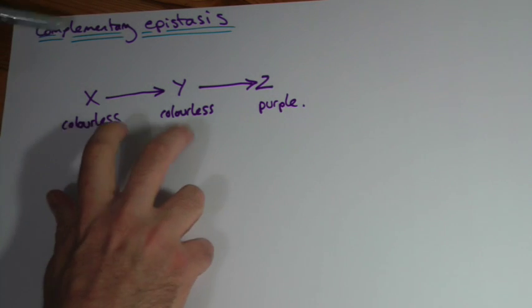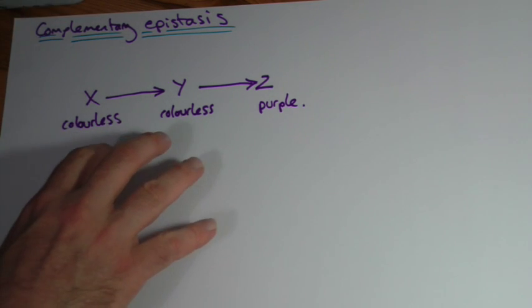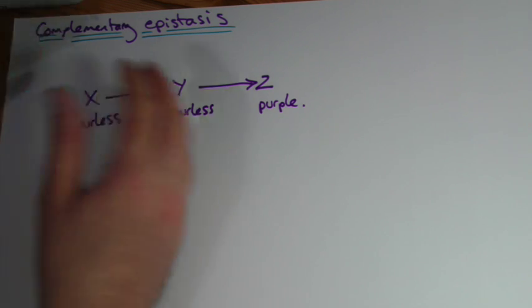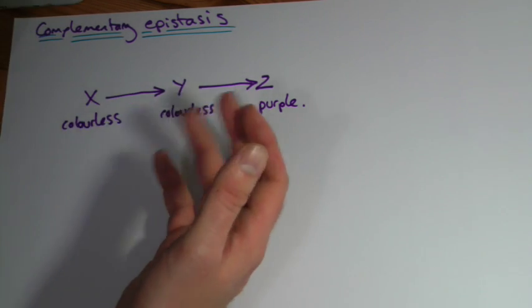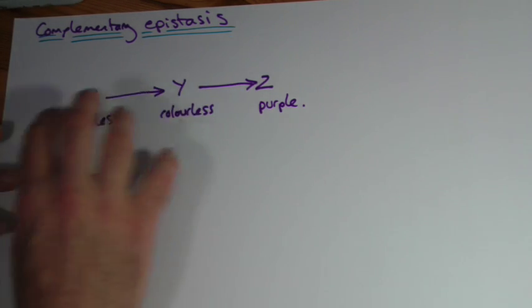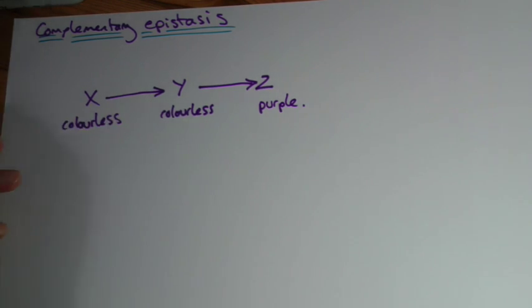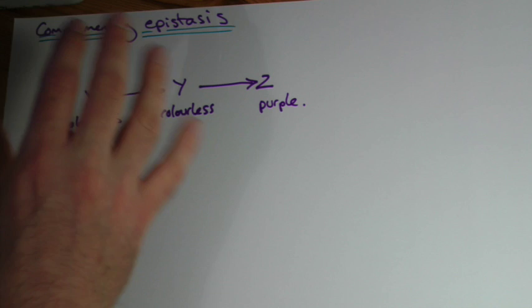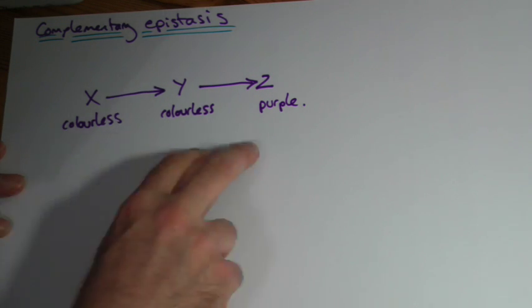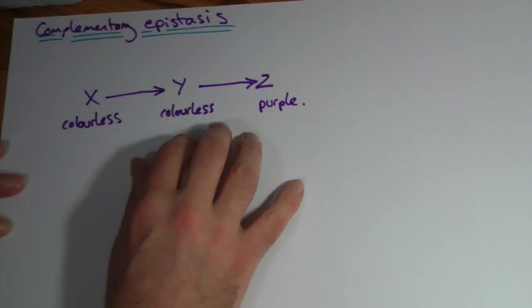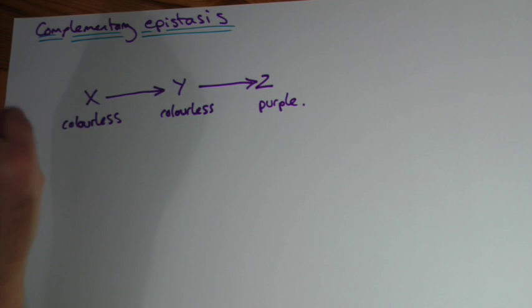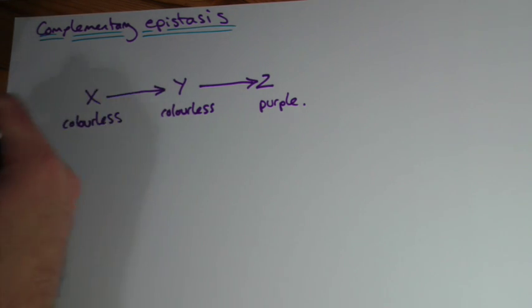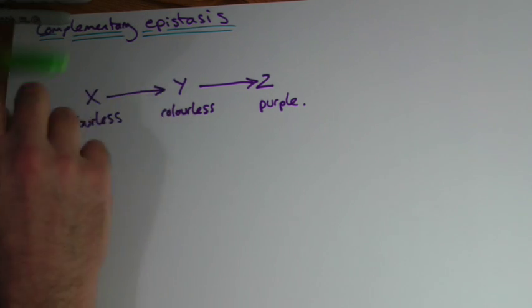Now, when we talk about something being colourless, usually that will express itself in a biological organism as it being white, okay? So there's no pigment present and it'll look white. That's what you usually see. When they did this experiment, they were crossing two types of pea plants, always pea plants because they have nice, simple, straightforward genetics.